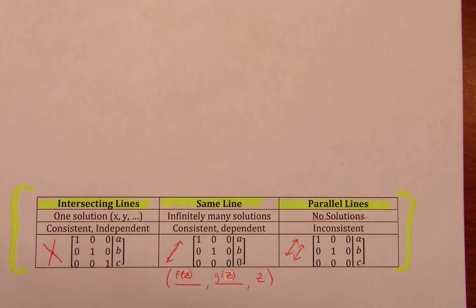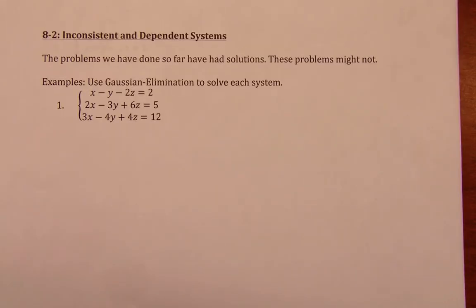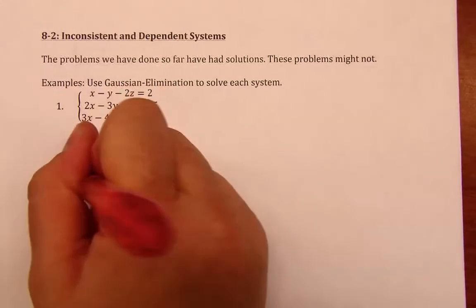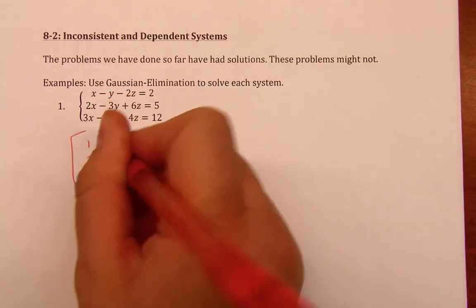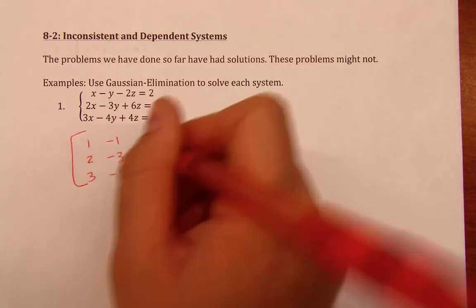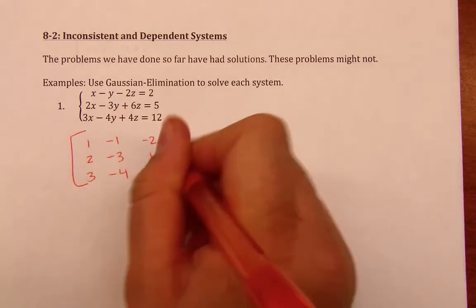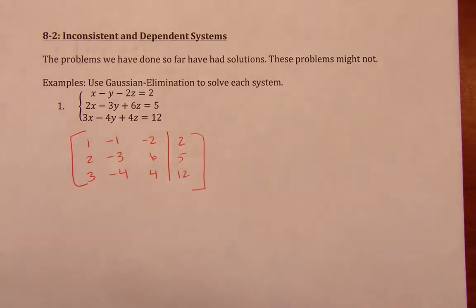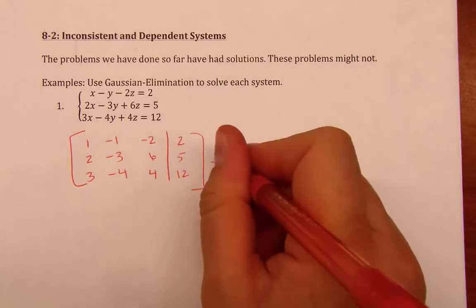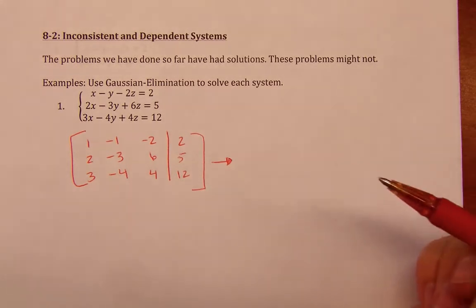So let's go ahead and look at an example here. We're going to go through the same process we went through in 8-1. So first, I'll go ahead and write it as a system. 1, 2, 3, -1, -3, -4, and -2, 6, 4, draw that line, 2, 5, and 12. And then we'll go ahead and start our process of getting it into row echelon form.